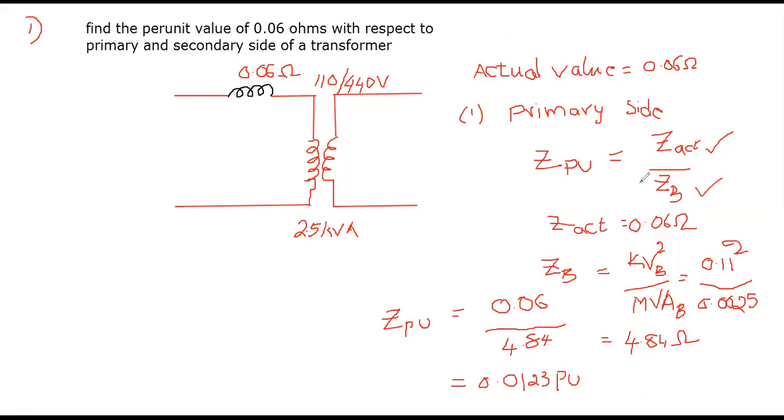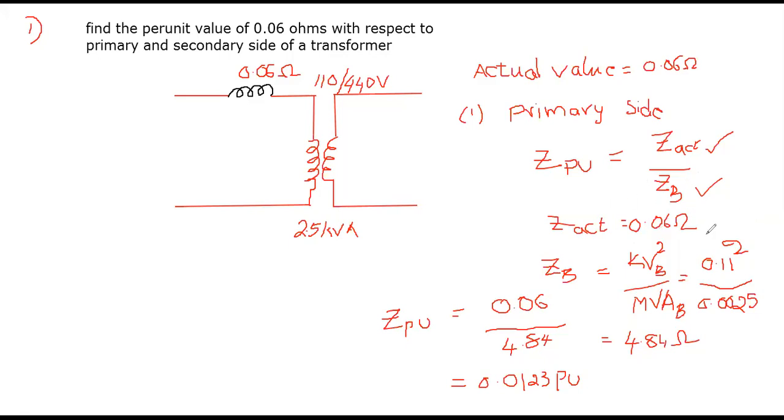Now just take a look at this problem. First of all, you have been given a transformer. For that transformer, I have connected 0.06 ohms. That is the actual value of the reactance on the primary side. I want to obtain the per unit value of the same with respect to the primary side and with respect to the secondary side. So if we want to calculate the per unit value of 0.06 ohms on the primary side, these are the steps you need to follow.